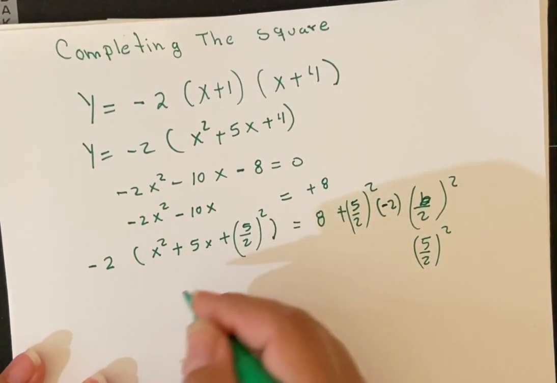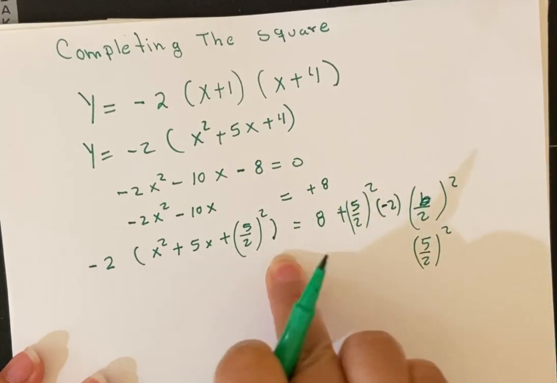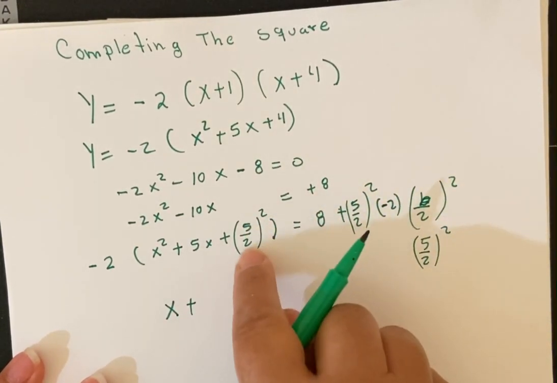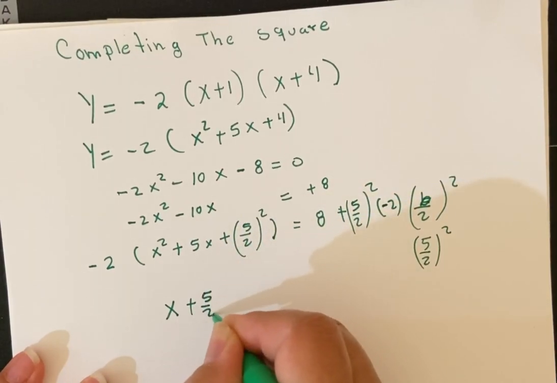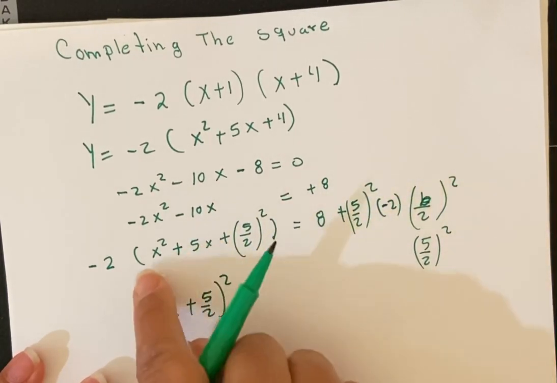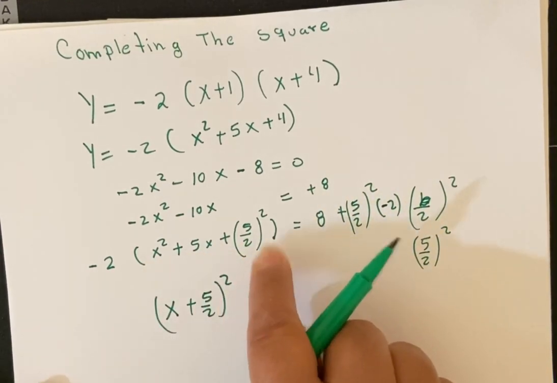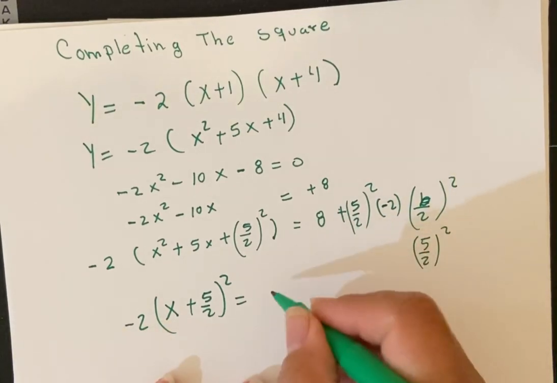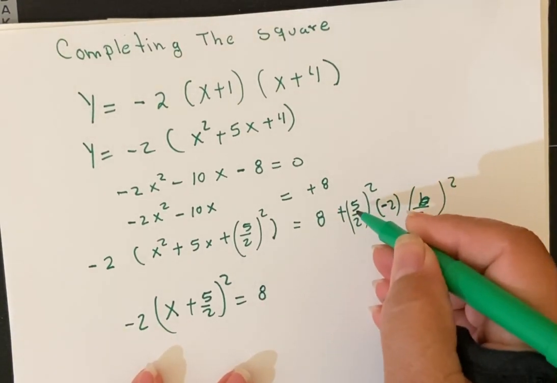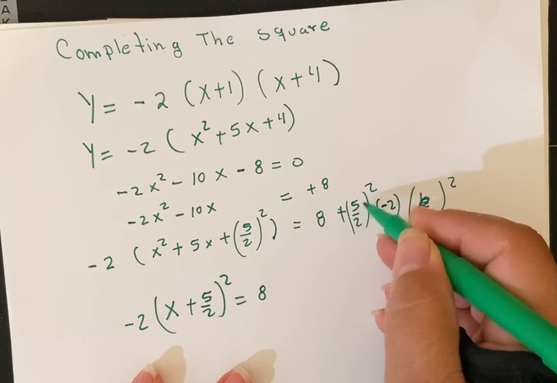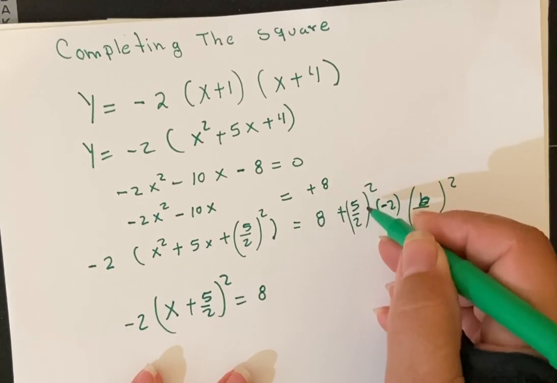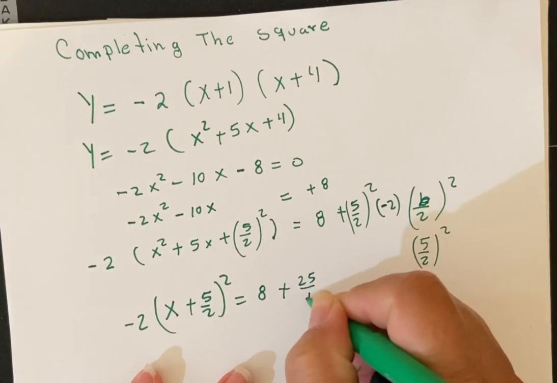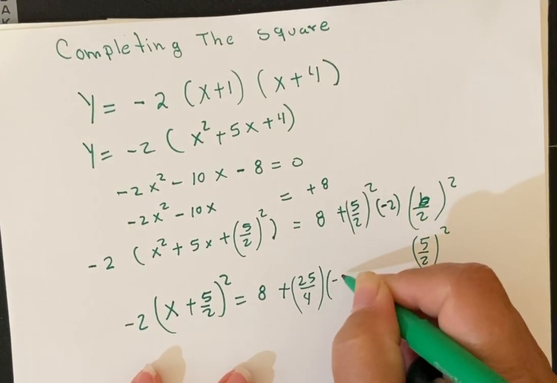Now I can simplify this, or for sure I know that this is a perfect square, so it's gonna be x plus 5 over 2, squared. That is a perfect square, and that's the reason we do that. And then times -2. And this will be equals 8, plus 25 fourths. 5 squared is 25, 2 squared will be 4. So it's 8 plus 25 over 4, and then times -2.